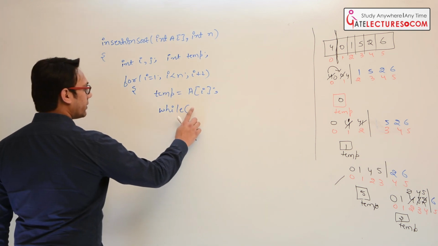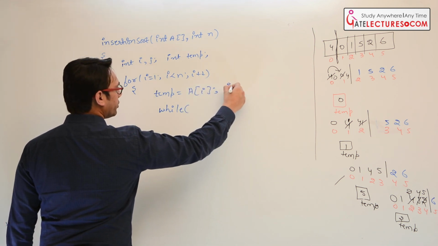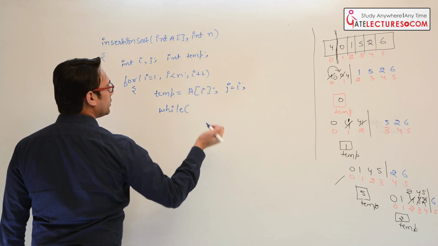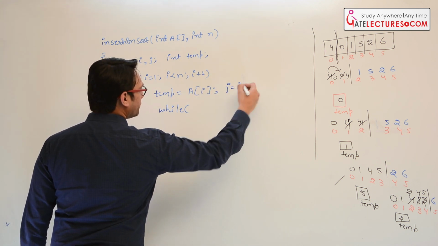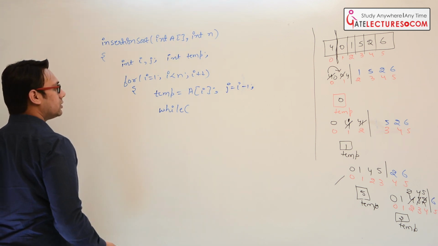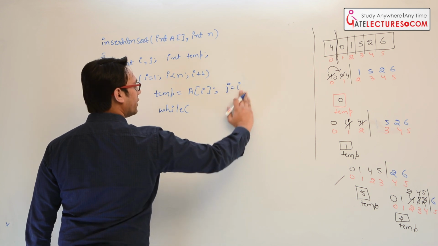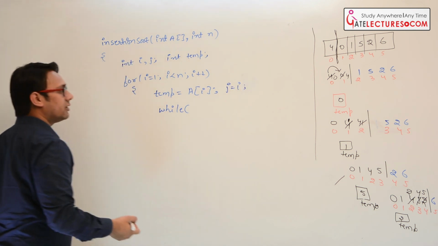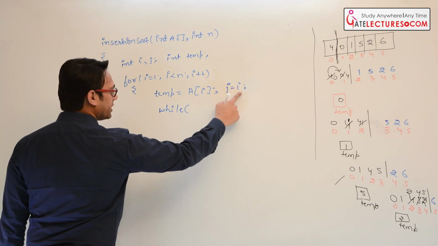So what I am going to say is, while, I have to take j is equal to i. Or you can say j is equal to i minus 1, that will be better. Make it j is equal to i. Both will work fine, but I'm trying to make the program as simple as possible. So j is equal to i.